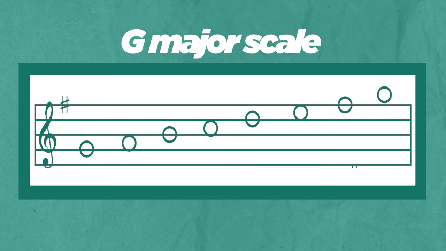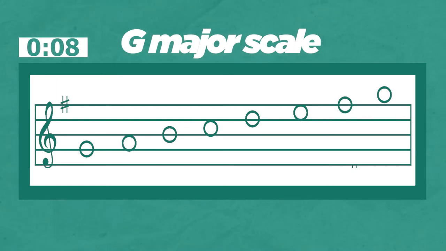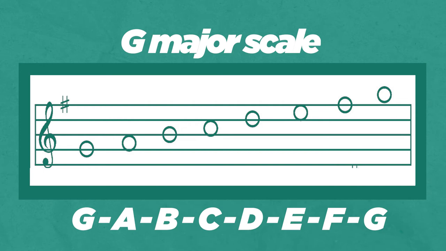You have 20 seconds to answer. For G major, the pitch names are G, A, B, C, D, E, F, G. Let us sing the notes of G major.